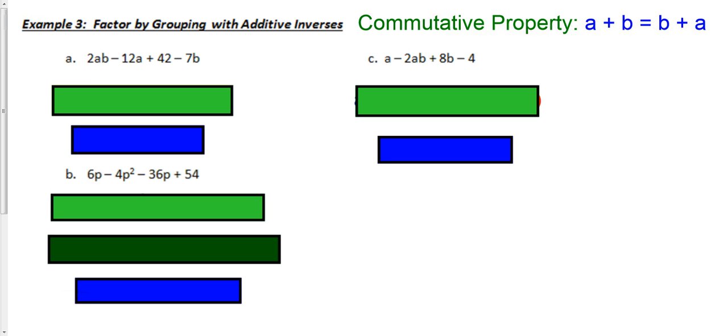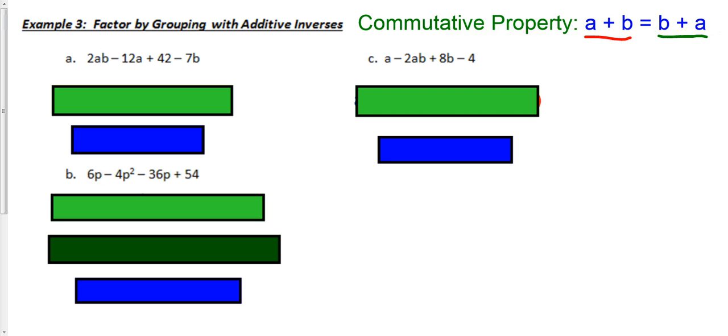Now as we're working, one thing to remember or review from before is the commutative property. It says if we have A plus B in this order, it means the same exact thing as switching them around, B plus A. Now that only works if it's addition between them.